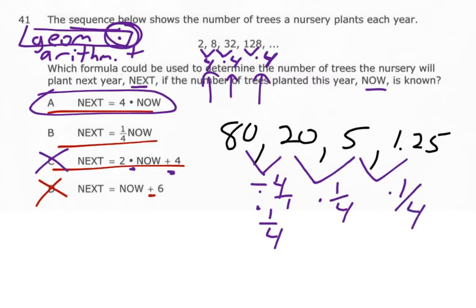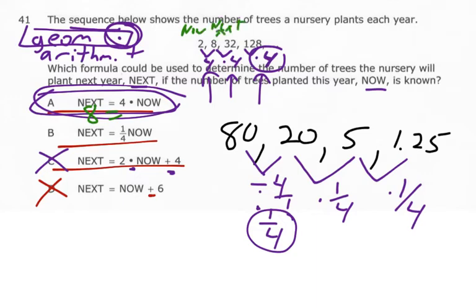So if the number is getting smaller, it's reducing, it's always going to be a fraction. If it's getting bigger, it's going to be a number greater than 1. So the answer choice is A, and we can always plug that in to check. Let's say 8 is our next number, then that should be 4 times our now. So if I call that now, the next one is next. If 8 is my next, then 2 should be my now. Well, 4 times 2 gives me 8, and I can keep doing that.